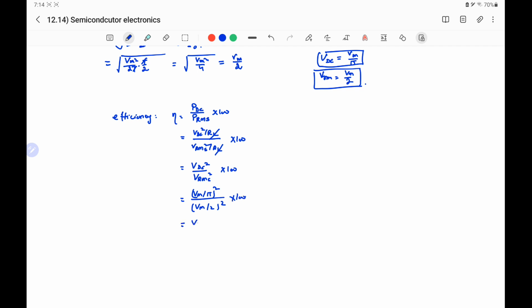So we can write it as Vm square by pi square into 2 square by Vm square, that is 4, into 100. Vm square gets cancelled, so it is 4 into 100 by pi square, or we can write it as 400 by 3.14 square. On calculating, it will be approximately equal to 40.6%. This is the efficiency of the half wave rectifier.